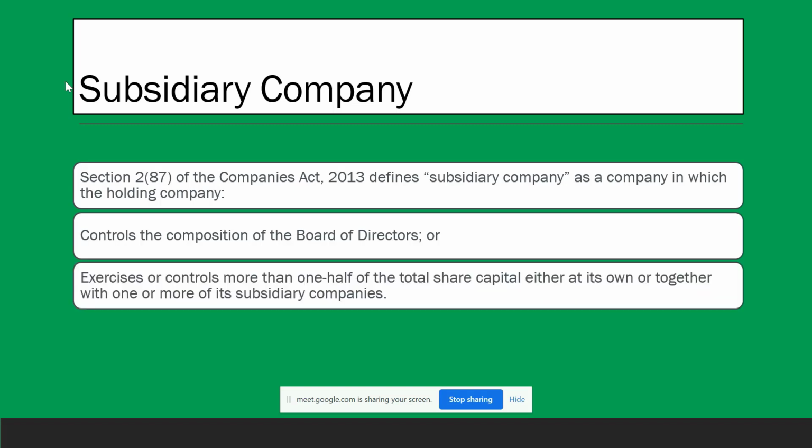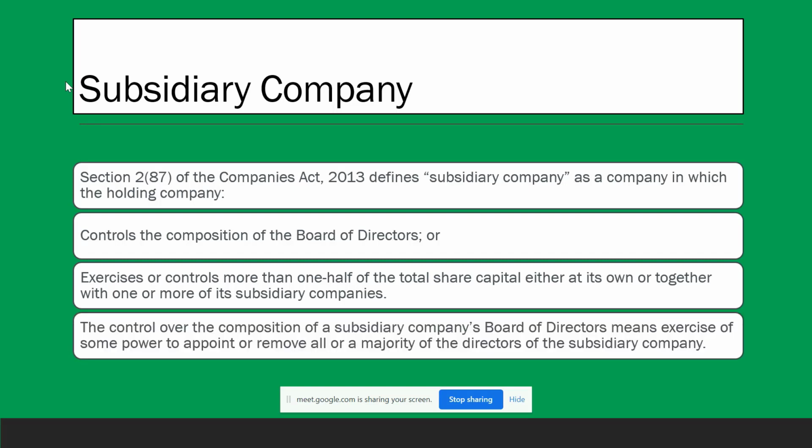Or it exercises or controls more than one half of the total share capital, either on its own or together with one or more of its subsidiary companies. So if a company holds more than 50% of the shares of another company, directly or indirectly, either invested by themselves or through its subsidiary company, and jointly they hold more than 50%, then the company will be a subsidiary company of that holding company. Control over the composition of the board of directors means exercise of some power to remove all or a majority of the directors of the subsidiary company.